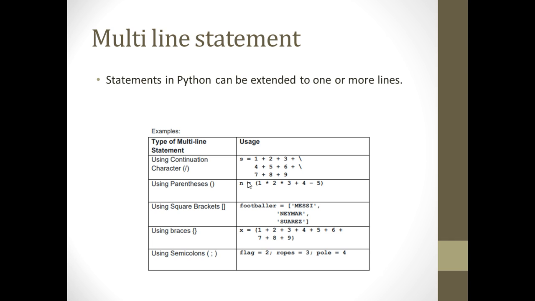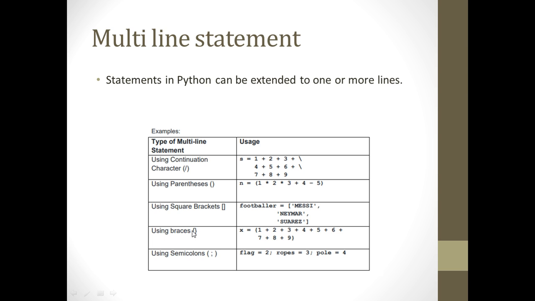Now, to extend one line to the other line, there are various ways. One way is by using a continuation character. So for example, if I say s is equal to 1 plus 2 plus 3 and so on, I can use a continuation character here. The next is using parentheses. n is equal to, using a parenthesis I can write a multi-line statement. The other way to include a multi-line statement in Python is by using a square bracket. See here, when I give a square bracket, if my input extends, I can include that in the next line.